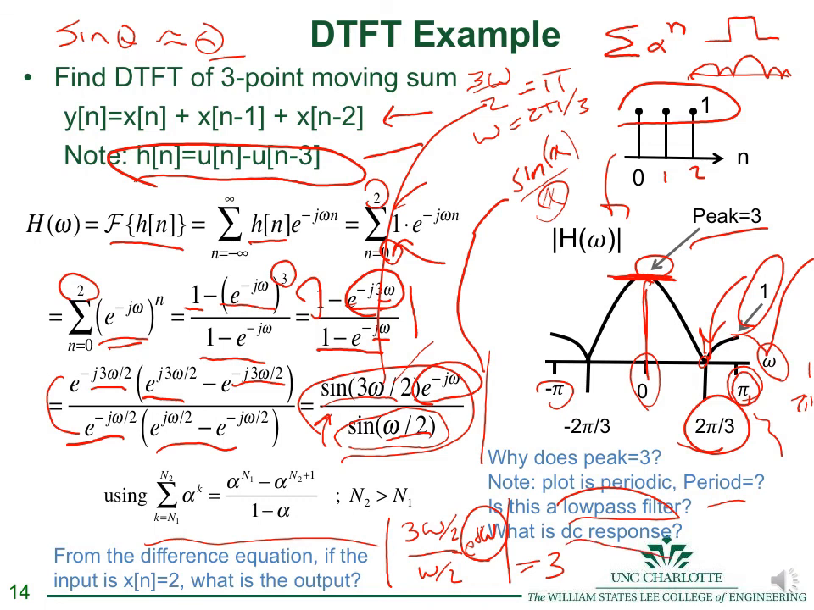An interesting thing to see from the equation form: if I have a 1 volt DC, then x of n is always 1, and so I would have 1 plus 1 plus 1, and the output would be 3. And there again, we can see that the DC gain, even from the equation above, would be 3. So a few things to see in this DTFT example. We use the impulse response to calculate the DTFT, the frequency response, and we see that the DC value corresponds to what we would expect from the difference equation, the output of a DC signal.